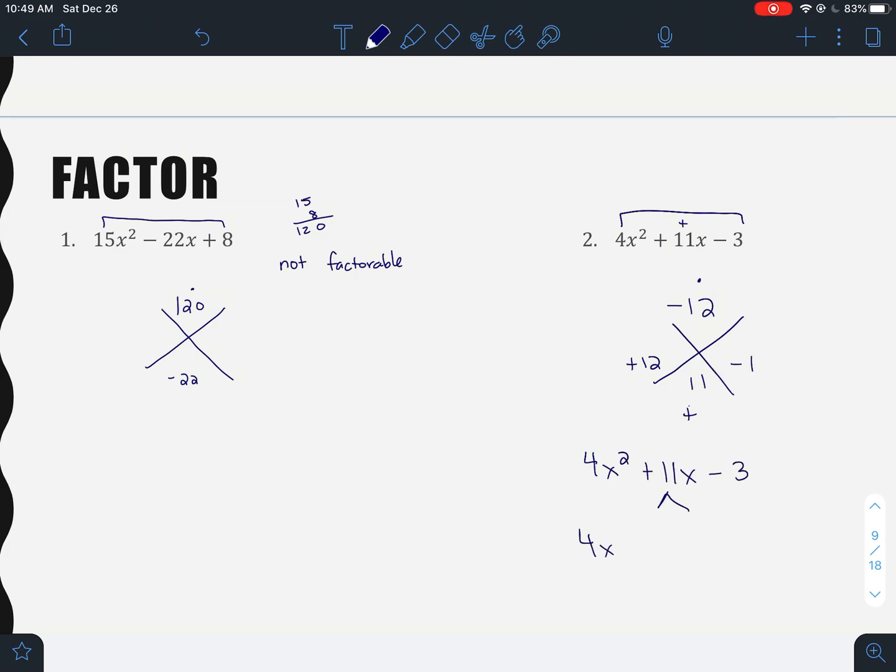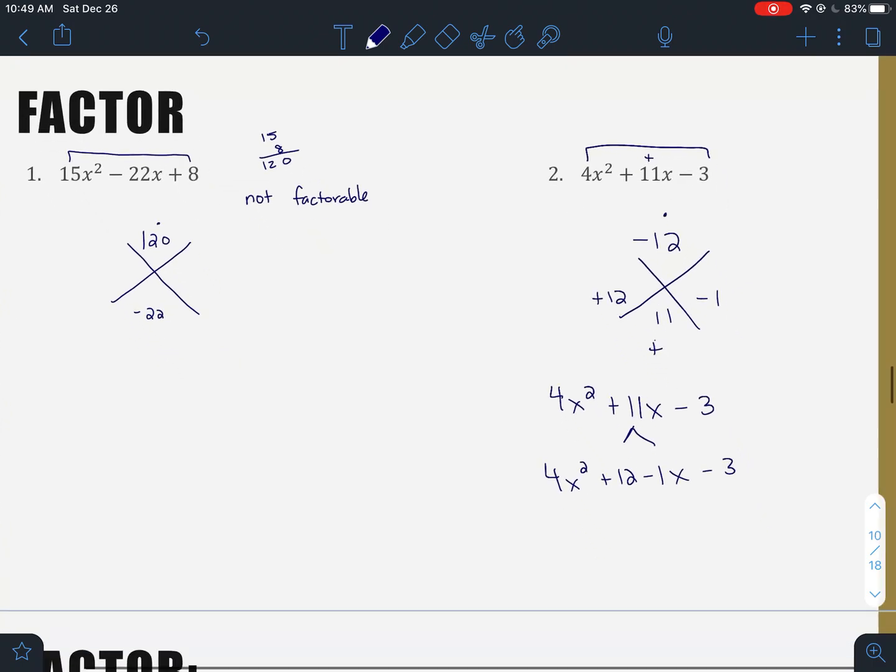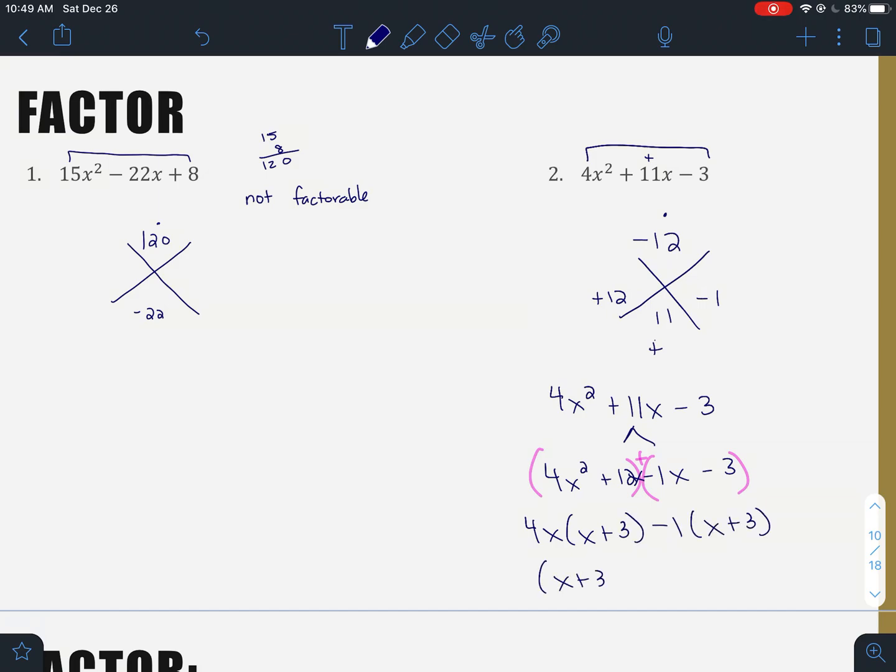So factor by grouping, 4x squared plus 11x minus 3. Break up that middle term. So 4x squared plus 12x minus 1x minus 3. Group together the first two, group together the second two, plus sign in the middle. That guy needs an x. So this would be 4x and then x plus 3. And then you can factor out a negative 1 and x plus 3. And then you can factor out the x plus 3, and then you have 4x minus 1. So this would factor into x plus 3 times 4x minus 1.